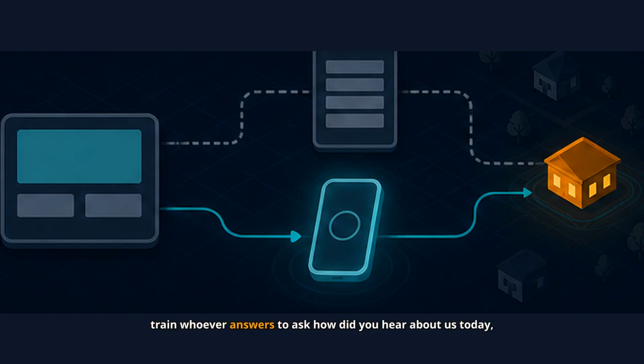So put a tracked phone number on the landing page, train whoever answers to ask how did you hear about us today, and watch call volume around send dates. A spike 2 days after a storm follow-up is email doing its job even when the form sat empty. Don't credit email for everything either. The path is usually multi-touch.